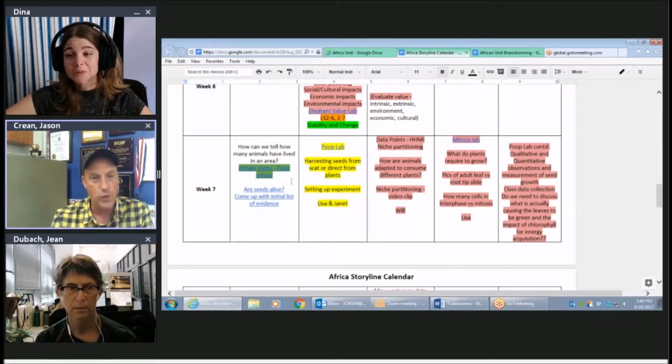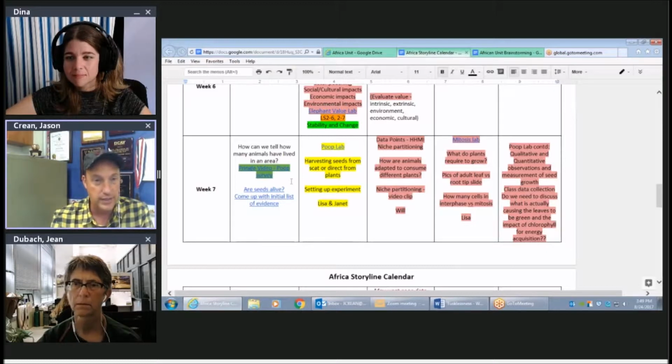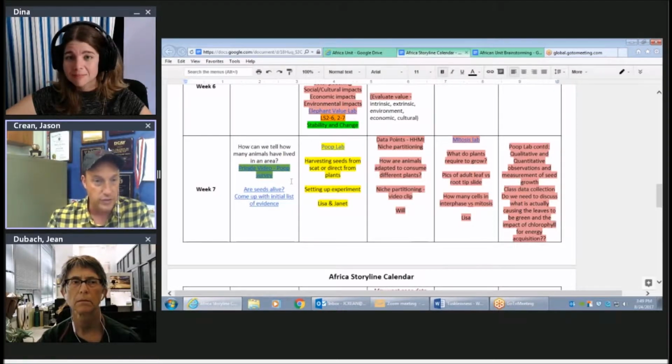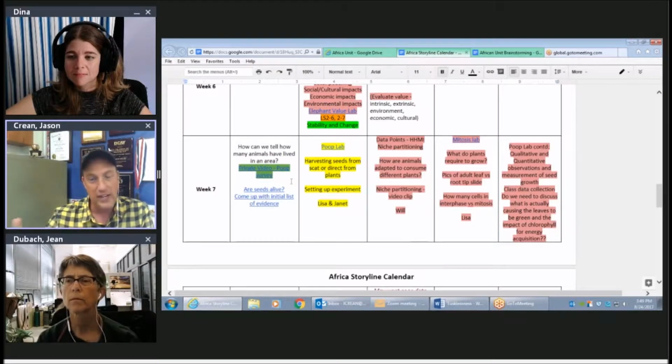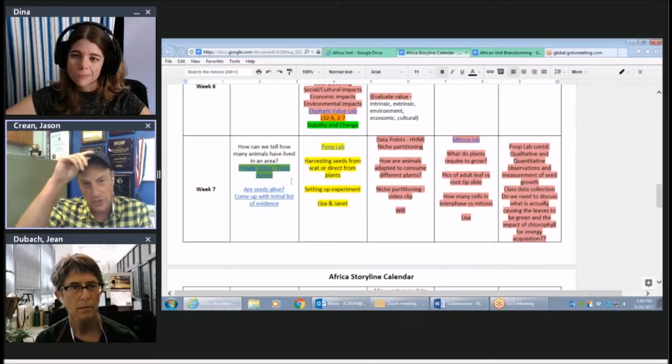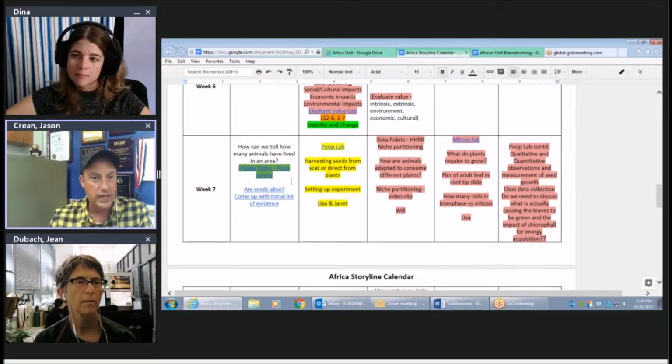And they will do the same with other types of seeds that are extracted and sifted from dirt to show that elephants are shaping the landscape by dispersing these seeds in their stool, in their feces. While they're waiting over the course of that week for their seeds to sprout, they will look at data points that HHMI has put out that involve niche partitioning and why certain animals eat certain things.